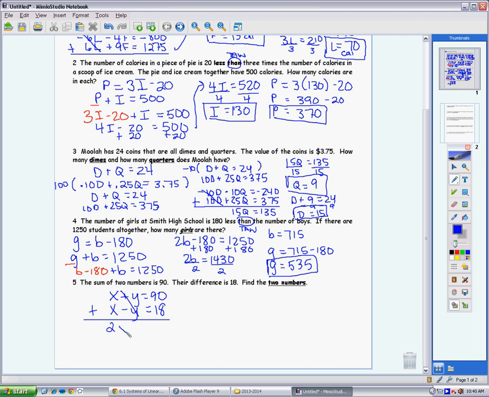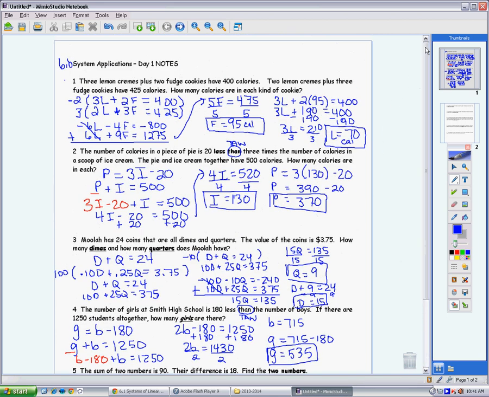So I get 2x equals 108, and then I'm going to divide that by 2. So I have to find both numbers. So my first number is going to be 54. So one number is 54. And then I'm going to go back to my first equation. 54 plus y is going to equal 90. So now I'm going to find my second number. I'm going to subtract 54. And y is going to equal 36. And those are my two numbers. And I used the elimination method.